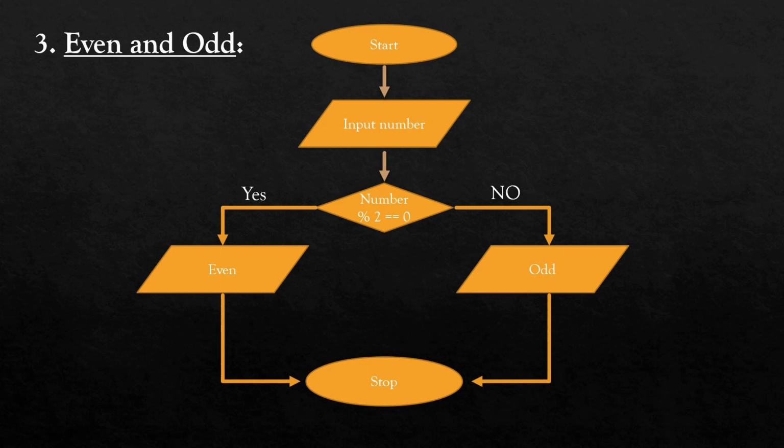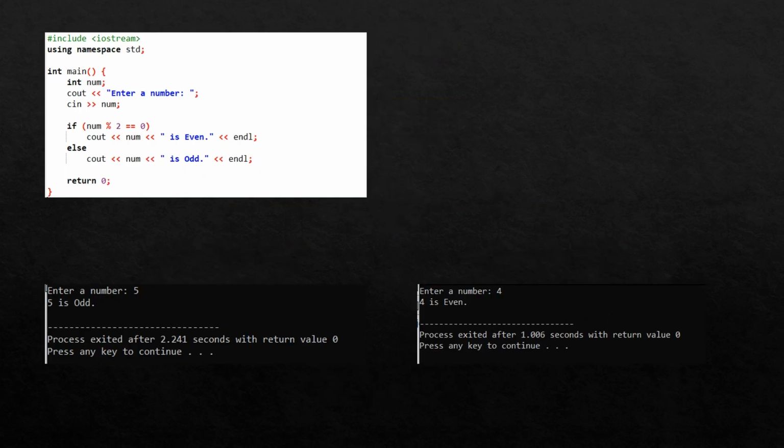So if you look at the code on the next page, there is a specific command: number percentage sign 2 double equals to 0. This checks if the number is divisible by 2. As we know that the even numbers are divisible by 2, if the number is divisible by 2, the code will simply say that it is an even number. If it is not, then it will show that the number is odd.